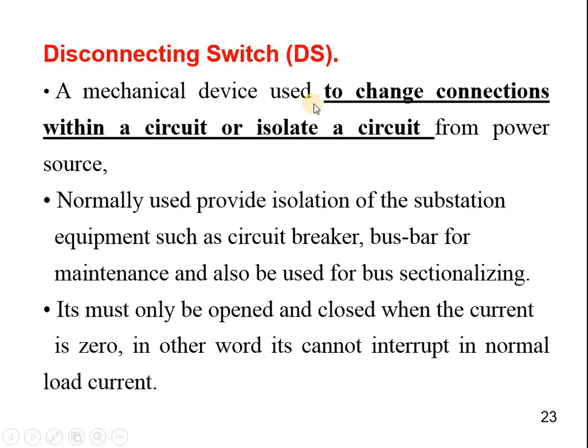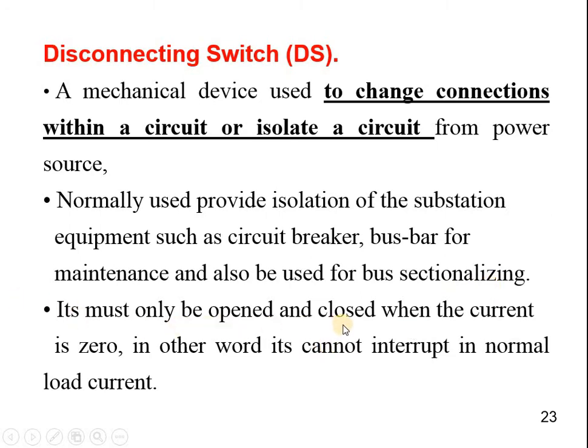The disconnecting switch is the second equipment. The name indicates itself: it is used for disconnection. It is a mechanical device used to change the connections within a circuit or isolate a circuit from the power source. Normally used to provide isolation of substation equipment such as a circuit breaker or bus bar for maintenance, and it can also be used for bus sectionalizing.